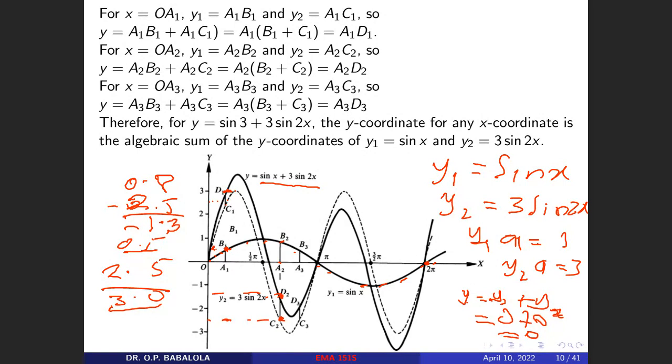Let's say this is y equals sine x minus 3 sine 2x. What are we going to do? So what is going to be y? Can someone tell me? Y would be what? Y1. What sign are we going to have here?